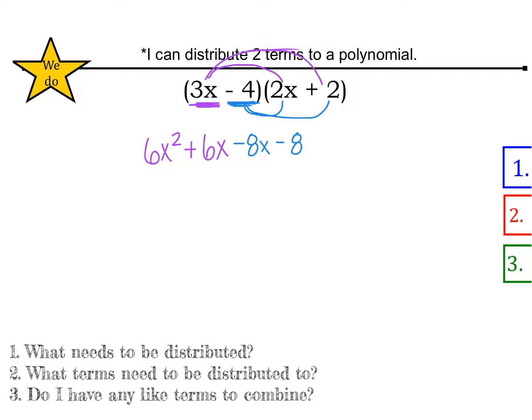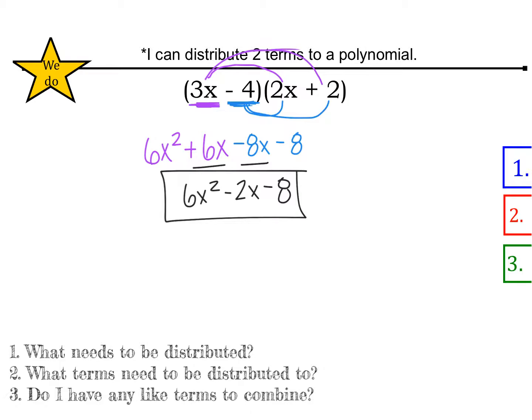So then do I have any like terms? Well, my middle terms can be combined, 6x minus 8x. So when I combine the like terms, I have 6x's and I take away 8, means I'm left with negative 2x's. And so remember, when we're combining our like terms, the variable doesn't change. Like term, like term, like term. It's when we multiply that our variable can change if I multiply a variable times a variable. So my answer to this is 6x squared minus 2x minus 8.